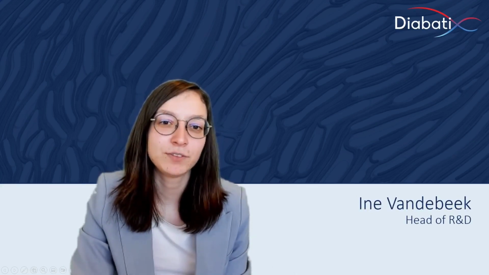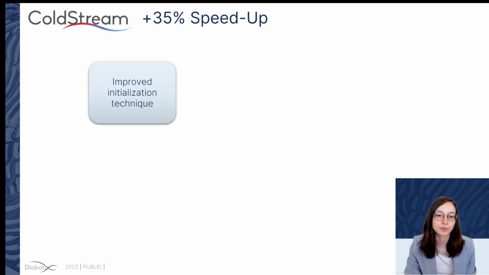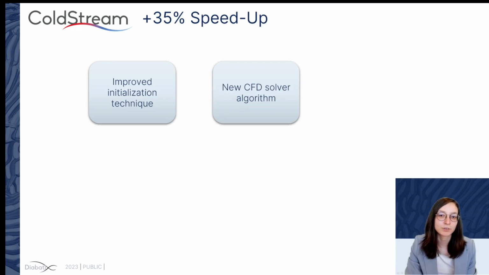So how did we achieve this speedup? Let me walk you through the different components. First, we have improved our initialization technique, which brings the starting point of our design process closer to the final targets. This allows us to get to the fastest and most optimal design. Secondly, we have introduced a new CFD solver algorithm that uses sub-time stepping to reduce the number of iterations that need to be solved. This has no effect on accuracy, but it does have a significant effect on the speed. Thirdly, we have upgraded Python, resulting in a 10% improvement in speed.